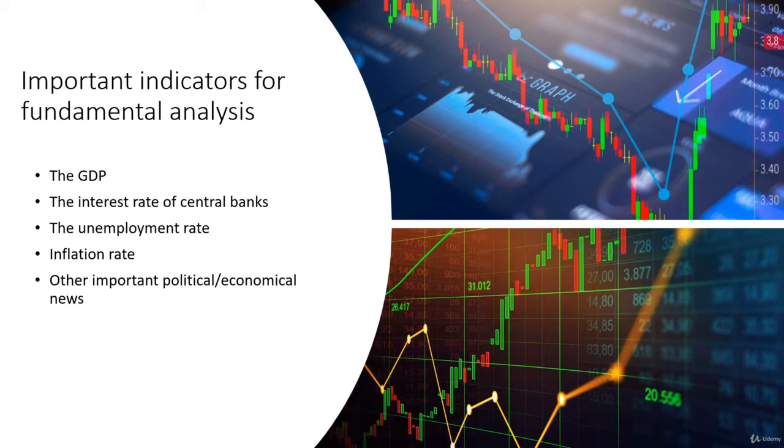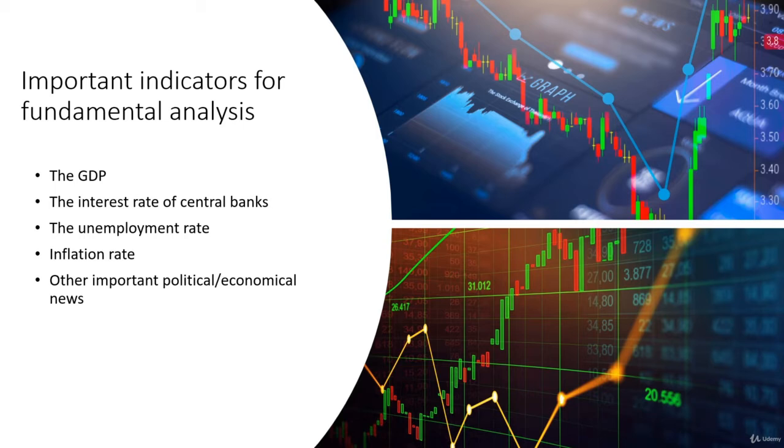So those are the four major fundamental indicators. But as I said in the previous course, there are other important political and economic news items that can affect our fundamental analysis. For example, let's say the president of the US right now decides to make a tweet. Well, this will definitely affect the US currency, maybe in a good way or maybe in a bad way. Let's say, for example, there is a war or something somewhere. This will directly affect the currency.